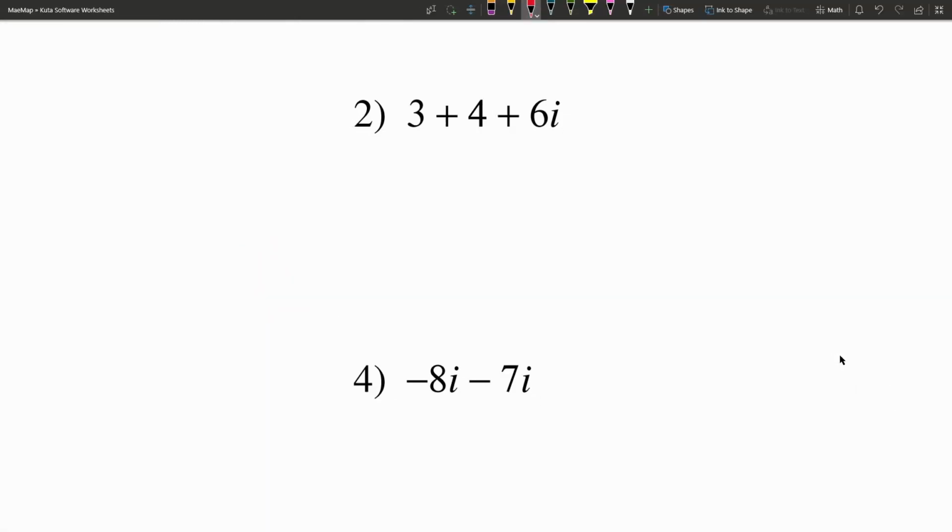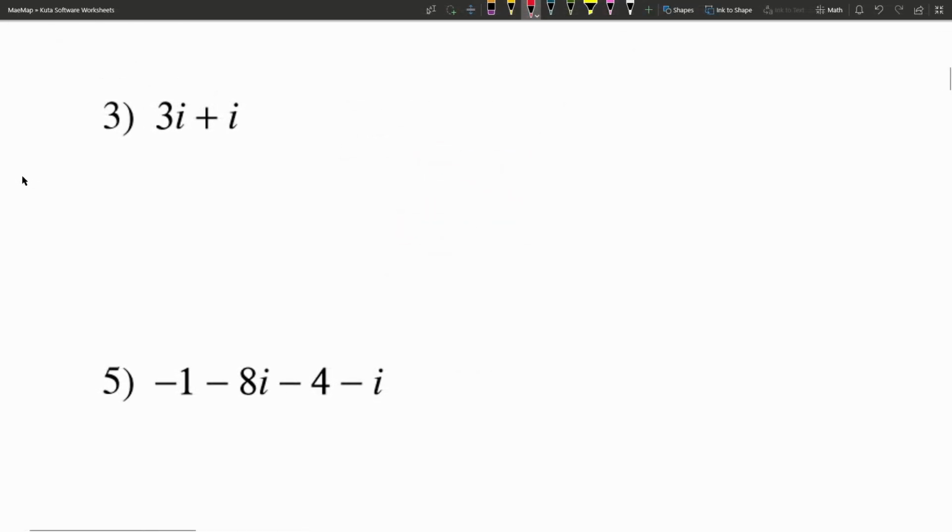Moving on to number 2, we have 3 plus 4 plus 6i. We can add the real parts together. 3 plus 4 is equal to 7, and we're going to leave the imaginary part as is. There's no way we can combine this imaginary part, so we're going to leave this as 7 plus 6i. And that's our solution for number 2. So again, we can combine the imaginary parts and we can combine the real parts together through these operations. Number 3, 3i plus i, that's going to give us 4i.